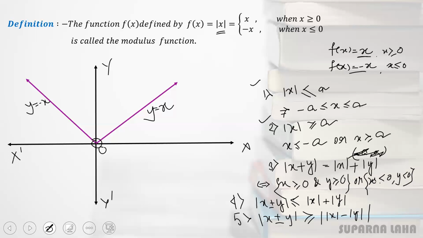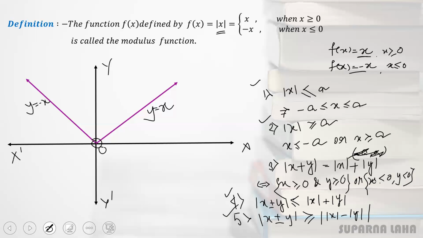You can prove these properties also. This is from the higher class. So just know the property. It will be helpful for solving some MCQ type questions. But you don't have to prove it right now. This is in higher class. So these are the properties for the mod function.